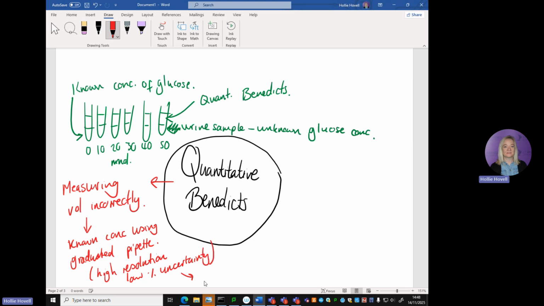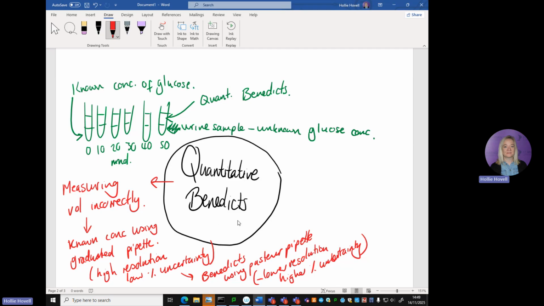Okay, but then we added the Benedicts using a Pasteur pipette. So that might have had more error, okay, because that has a lower resolution or a higher percentage uncertainty. So it's not such a good thing to use for measuring. Okay, so we might have had a source of error in measuring these volumes inaccurately.